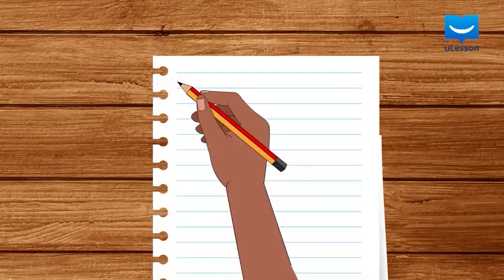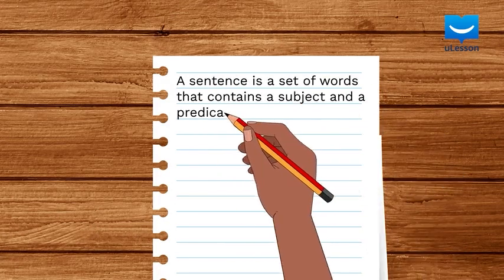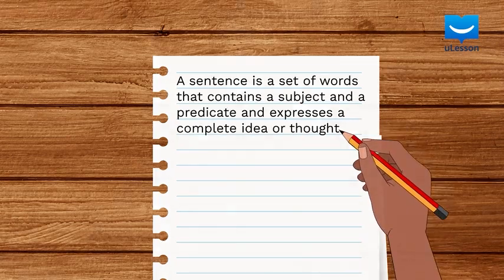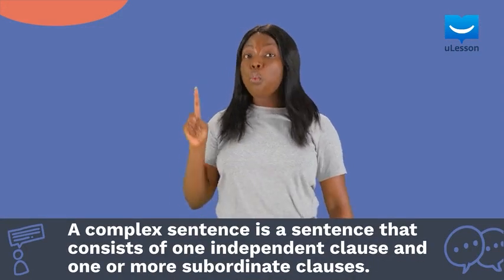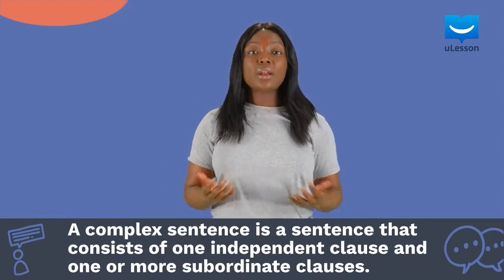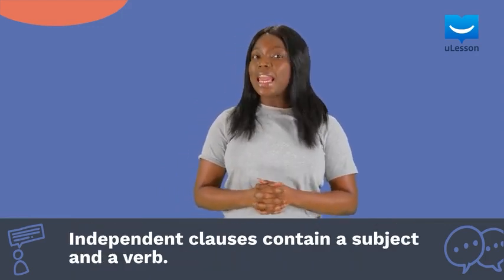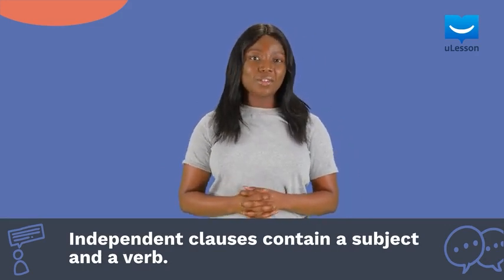Now, you know a sentence is a set of words that contains a subject and a predicate and expresses a complete idea or thought. It begins with a capital letter and ends with a period, question mark, or exclamation mark. On the other hand, a complex sentence is a sentence that consists of one independent clause and one or more subordinate clauses. If you need a refresher, independent clauses contain a subject and a verb, amongst other things.